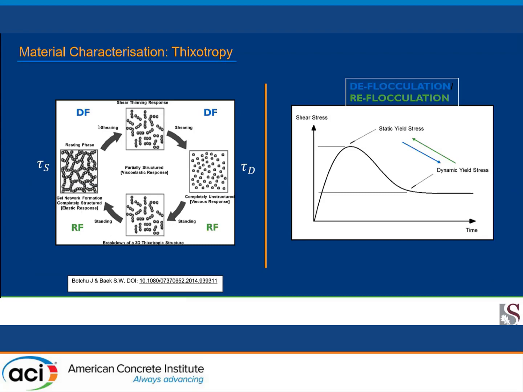Now, as soon as you start shearing this material, you get shear thinning, right? So the forces start breaking, and then if you continue shearing even more, you have a completely unstructured state, which then results in a viscous response. So this is obviously good if you want to print.